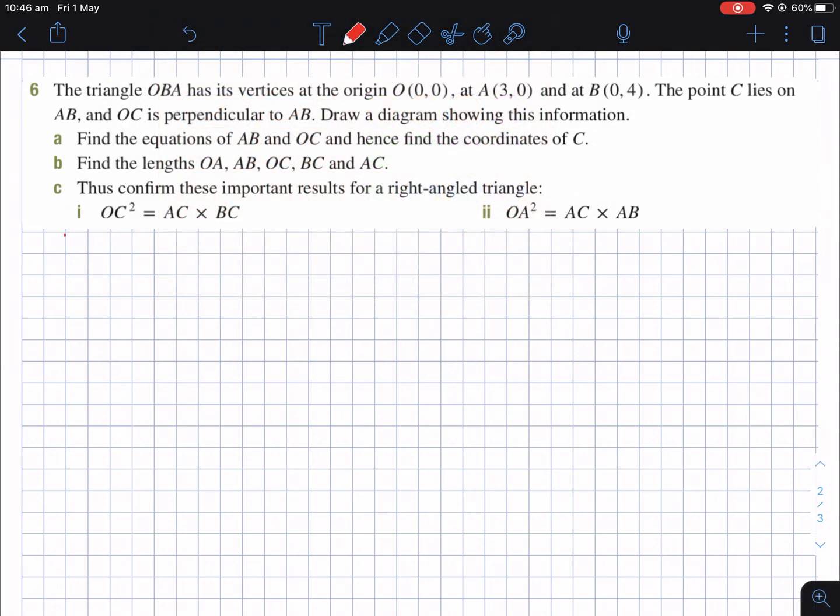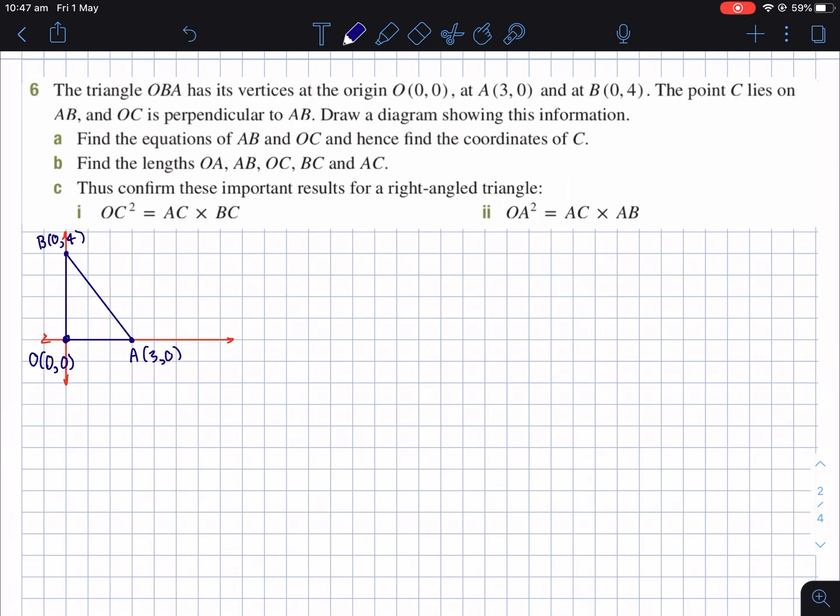We have a triangle. Hooray. How different, how unusual. We never have triangles. And it has vertices at the origin, so that's 0, 0. At A, which is 3, 0. And at B, which is 0, 4. So you can see it's a very nice right angle triangle.